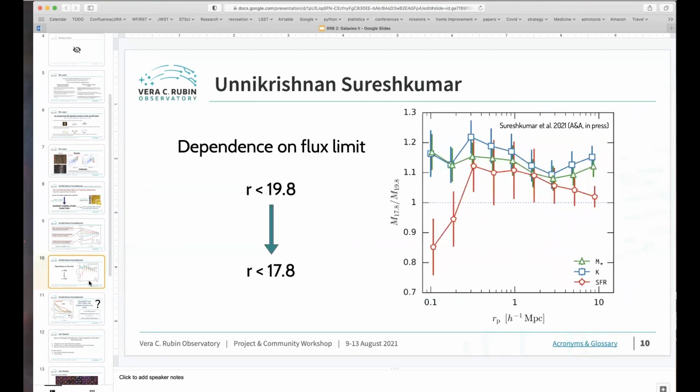So we wanted to check whether our flux limit influences our measurements. So we imposed a flux limit of 17.8 and then repeated the measurements. And you can see the ratio of the marked correlation functions here. It is clear that the flux limit actually influences the measurement, and we wanted to explore it further using brighter and fainter samples. But unfortunately, GAMA could not provide enough statistics for the same. Next slide, please.